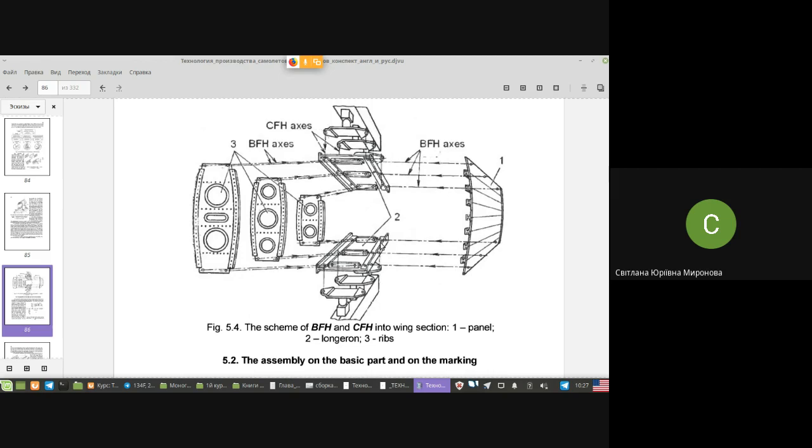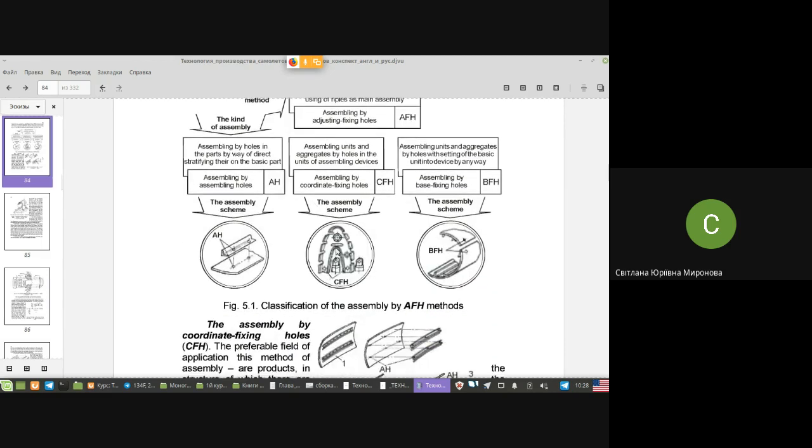Now, these pictures are a bit complex because they combine both demonstration of assembling by CFH holes and by so-called BFH holes. First, I didn't tell you yet, what is the difference between CFH and BH? BH usually is understood as a hole on the axis. For instance, look in these pictures. If we have a hole immediately on the theoretical axis, it may have the name base hole.